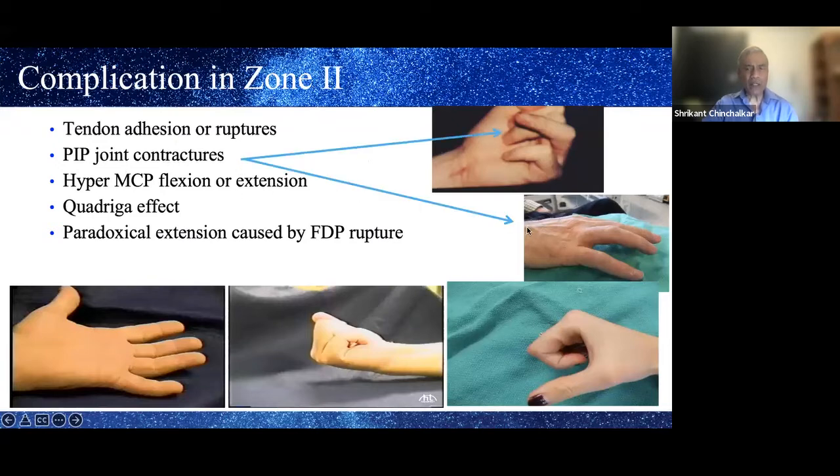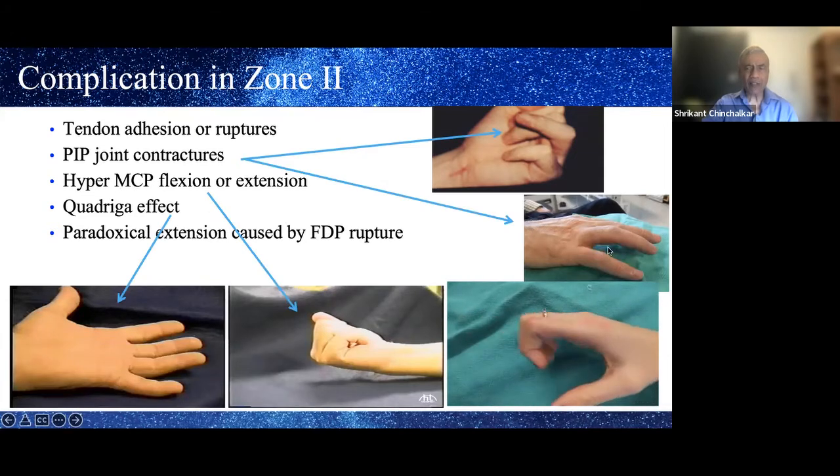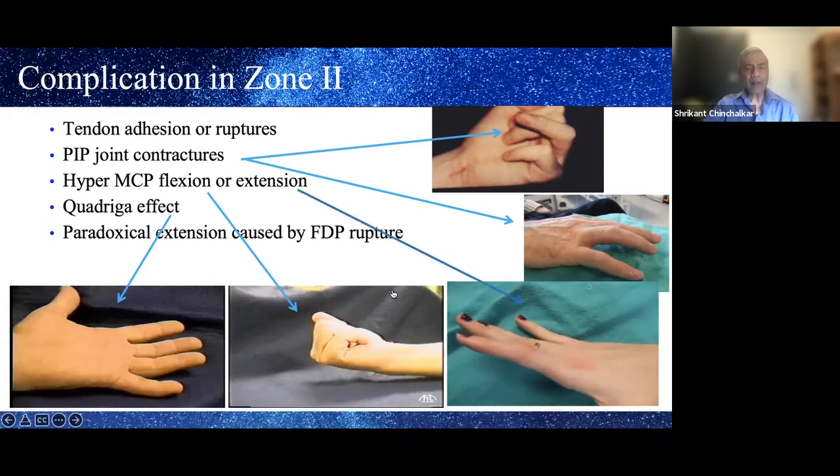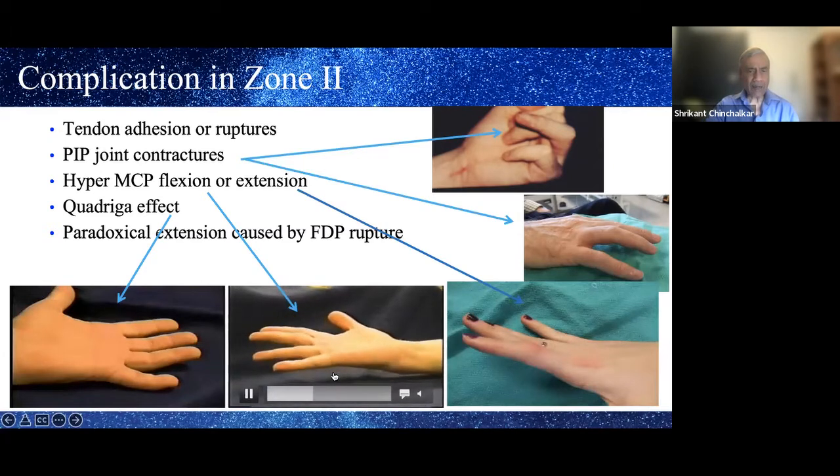However, PIP joint flexion contractures are very common and they must be avoided right from the beginning. But if they have reduced gliding amplitude of the flexor tendon, then you'll see that the patients will have hyperflexion of the metacarpophalangeal joint, as you see right here. The video should work, but anyway, it may take a bit of a moment. So here the patient has hyperflexion at the metacarpophalangeal joint.